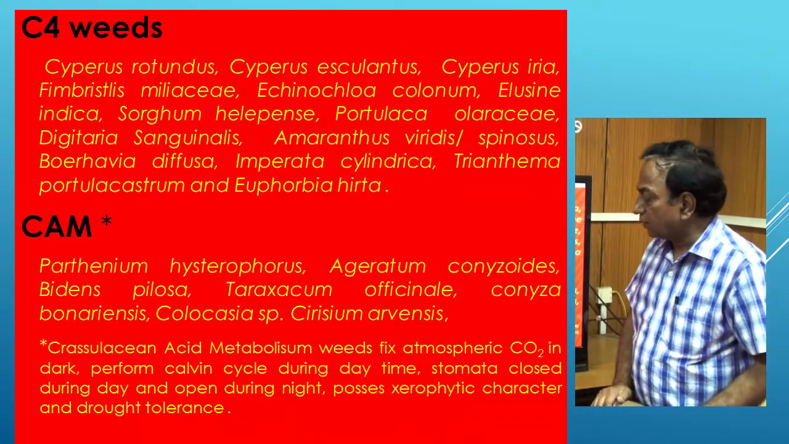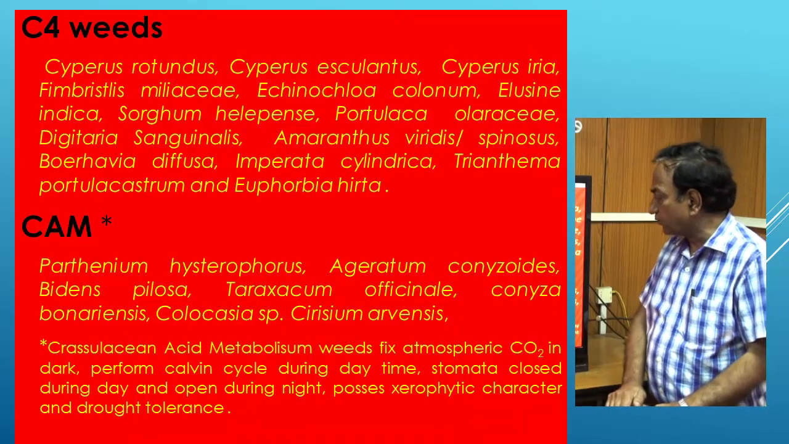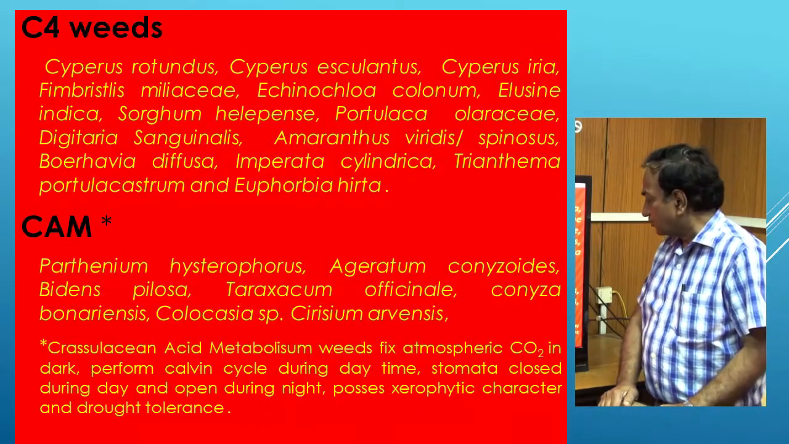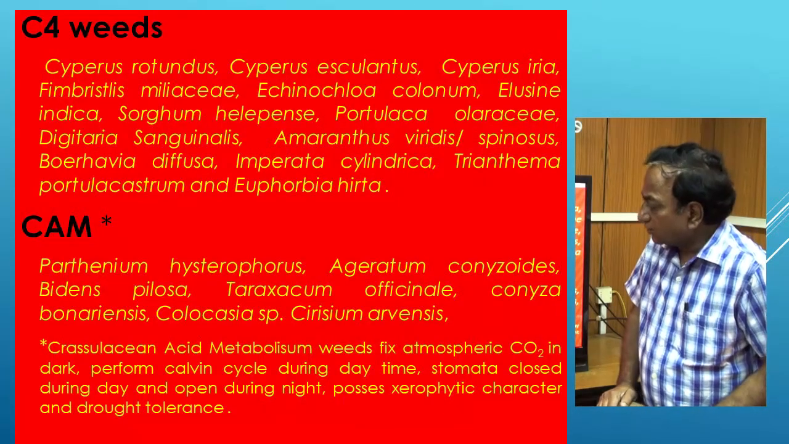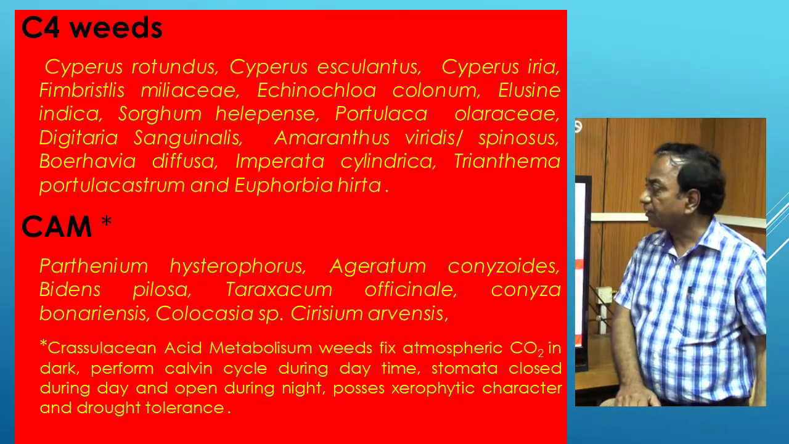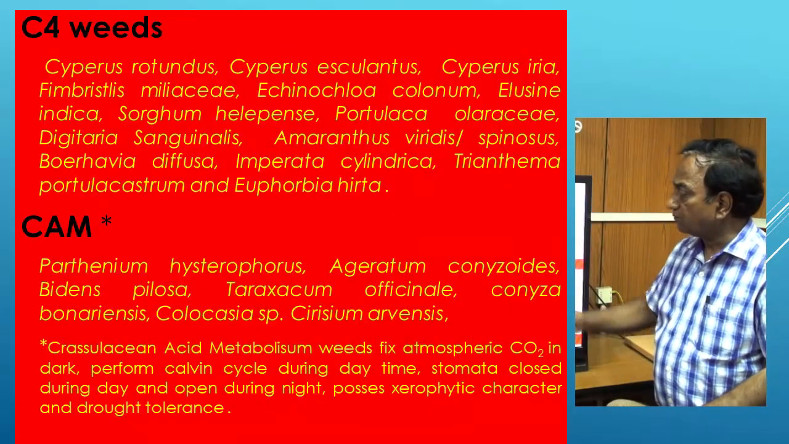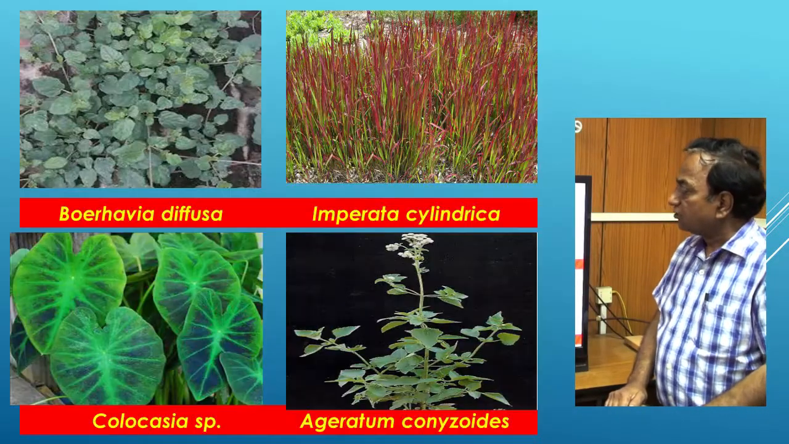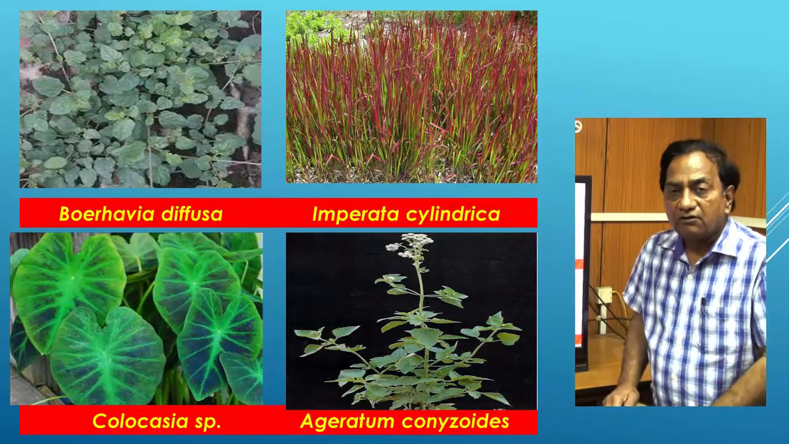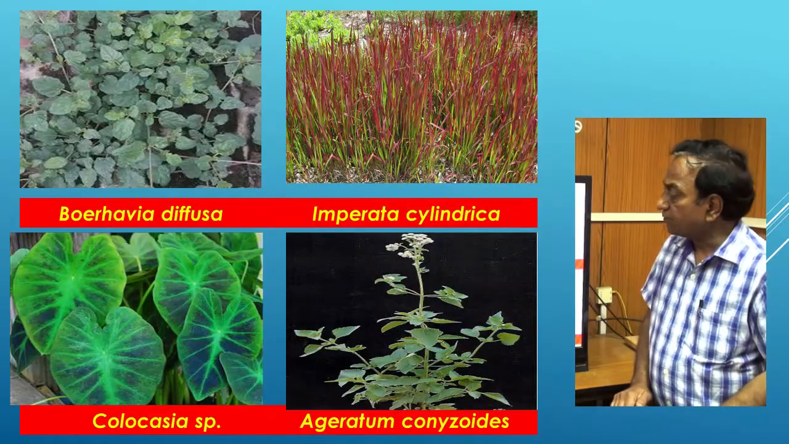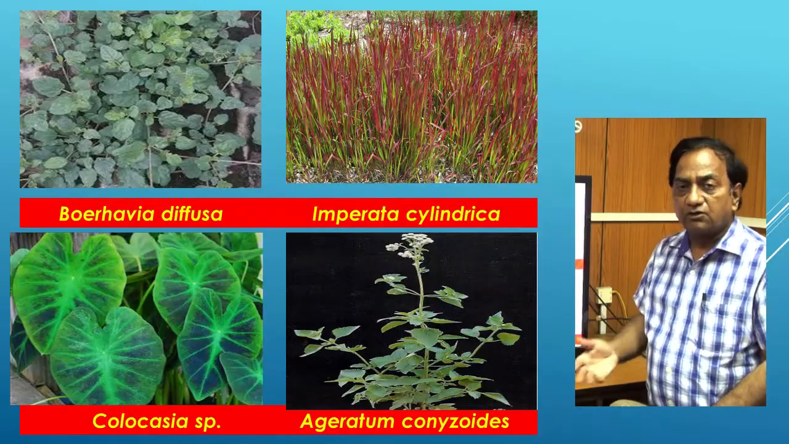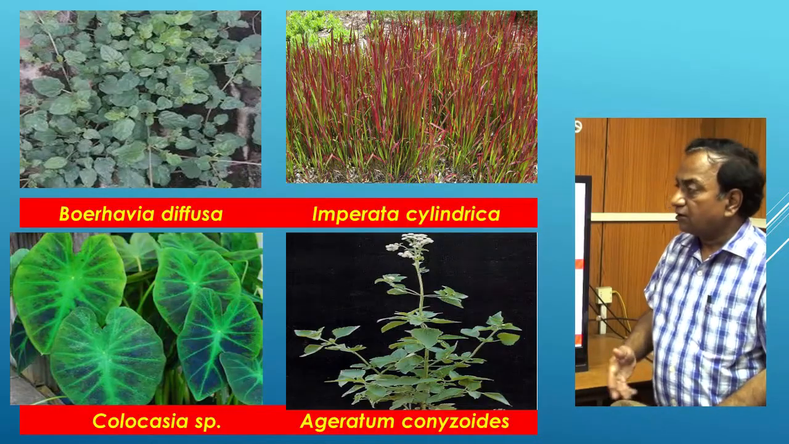Similarly, CAM plants are Parthenium hysterophorus, Ageratum conyzoides, Bidens pilosa, Taraxacum officinale, and Conyza bonariensis, and Colocasia species, Sericea. So these are certain CAM type of weeds. So these are certain examples by the photograph, Boerhavia diffusa. You all see such type of weeds in your locality, in your region, but we rarely recognize them. But by seeing these photographs, you can easily recognize them in your neighborhood or in your field by close monitoring.